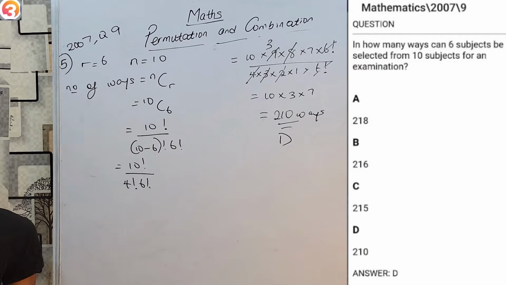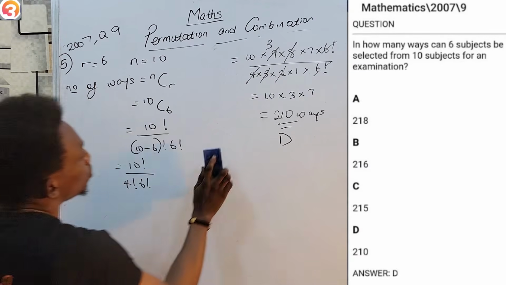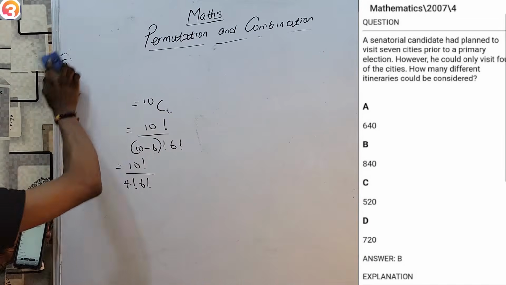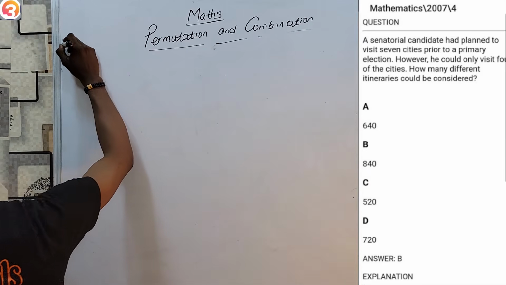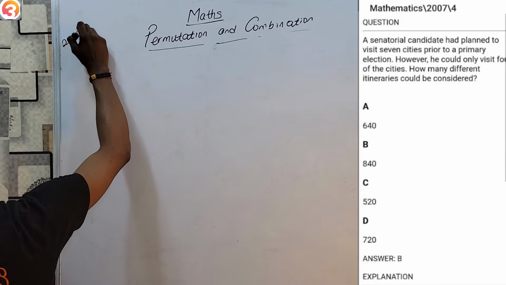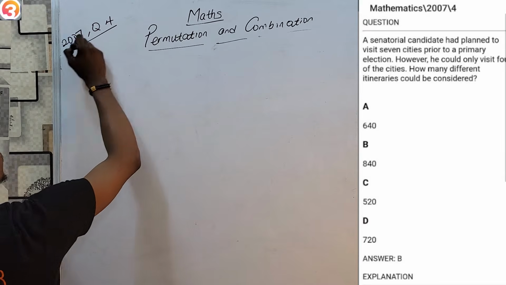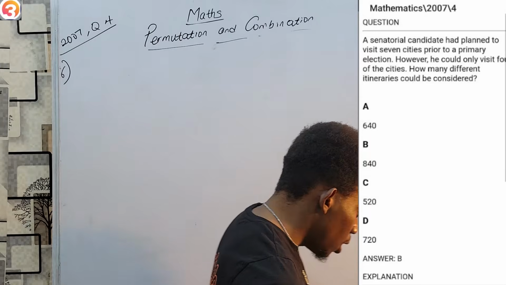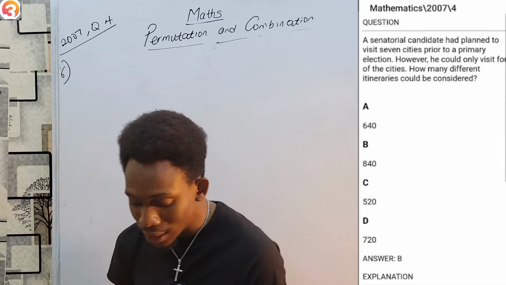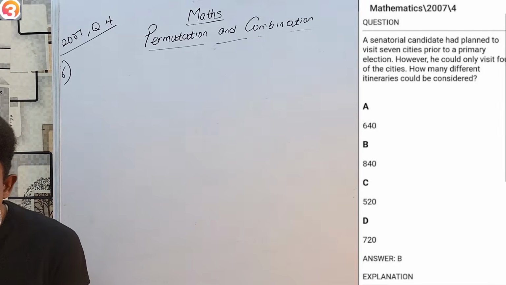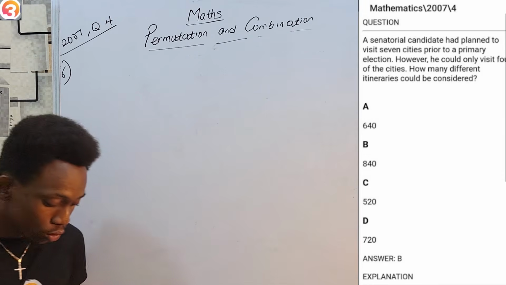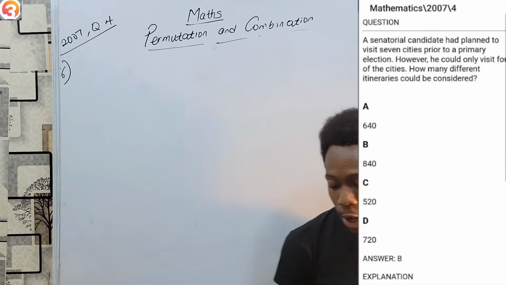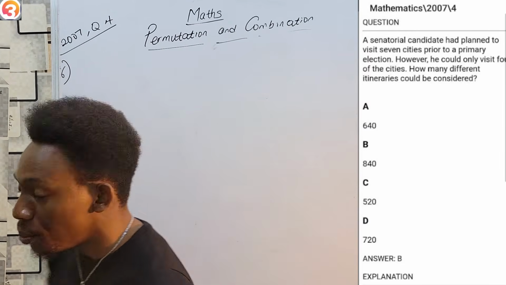They say, reason out your logic and proceed with your solving. That is the method we always apply. Okay, so our next question is from the same year, 2007, but this time, question number 4. I think this is our 6th question. For this one, we are told that a senatorial candidate had plans to visit 7 cities prior to a primary election. However, he could only visit 4 of the cities. How many different itineraries could be considered?